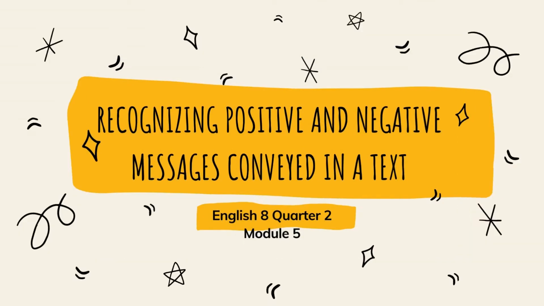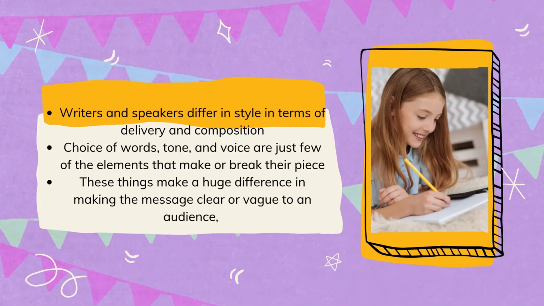Our topic for this morning is about recognizing positive and negative messages conveyed in a text. Writers and speakers differ in style in terms of delivery and composition. Our choice of words, tone, and voice are just a few of the elements that make or break their piece. These things make a huge difference in making the message clear or vague to an audience.